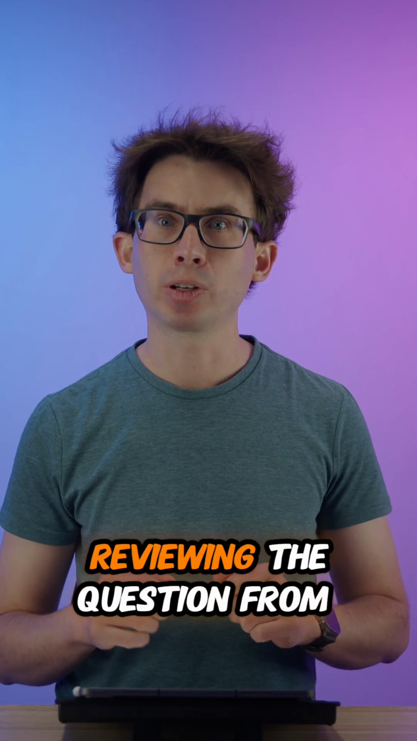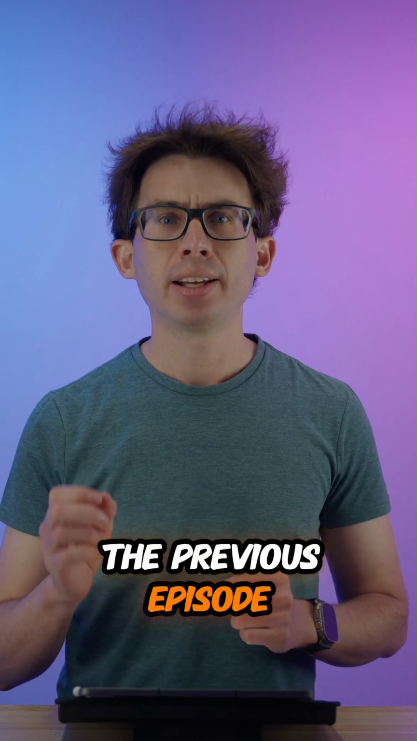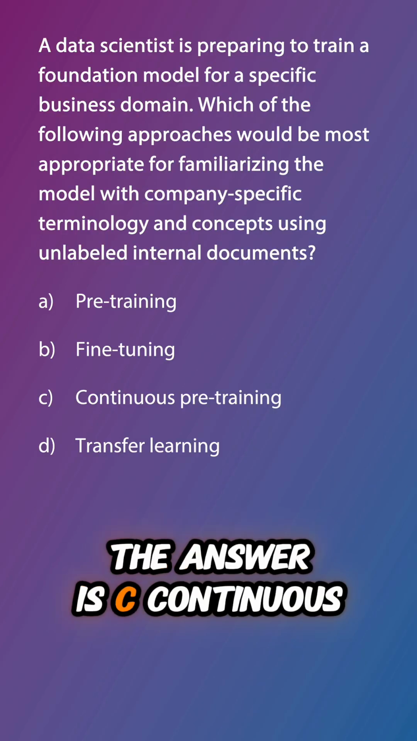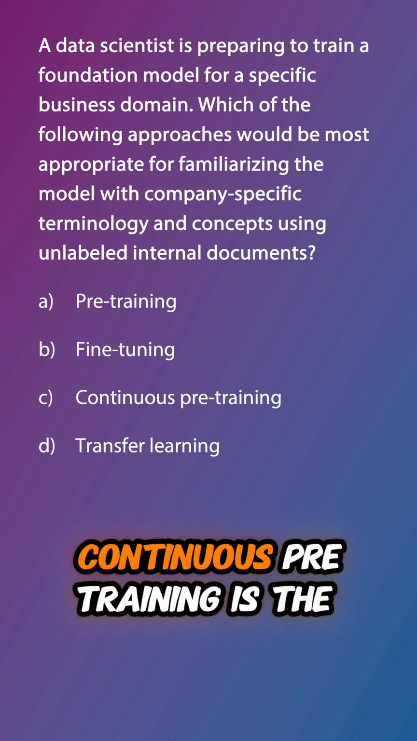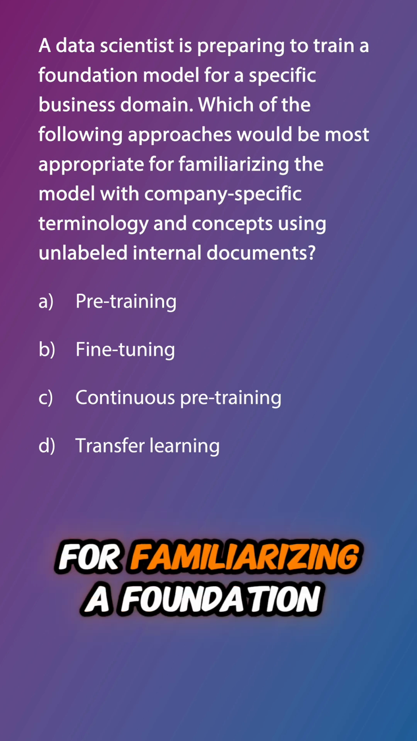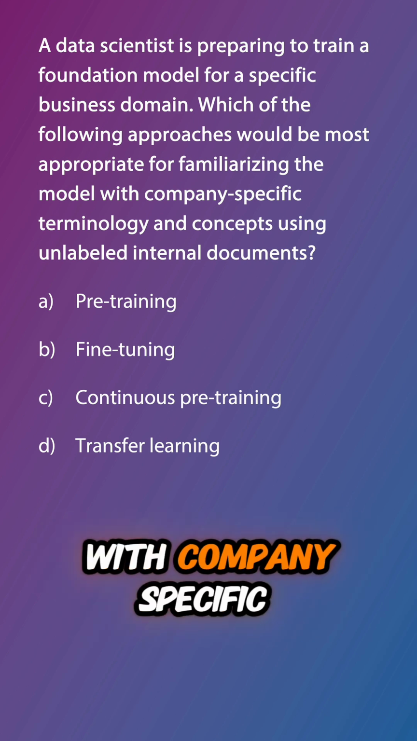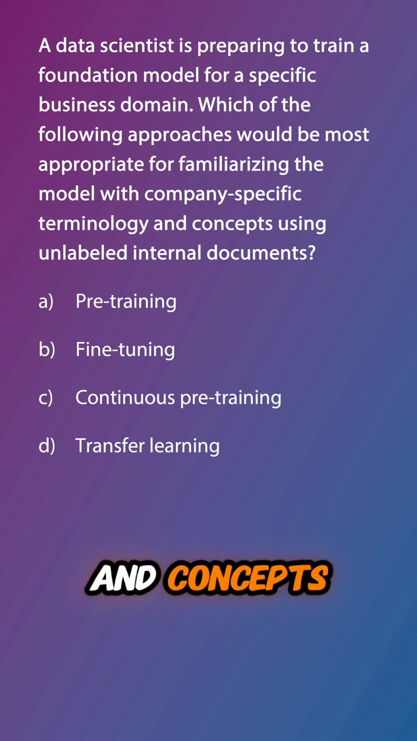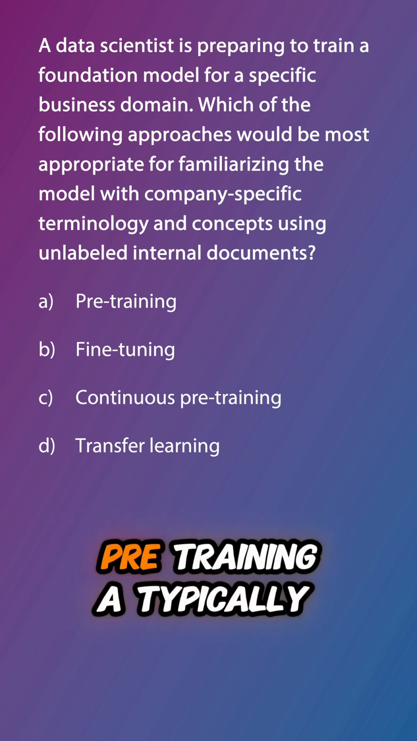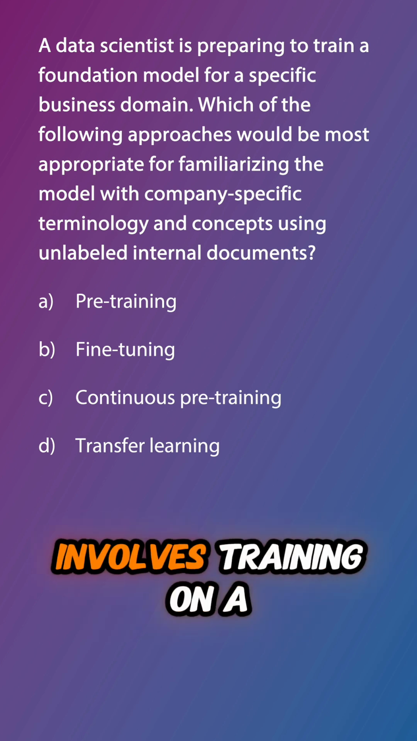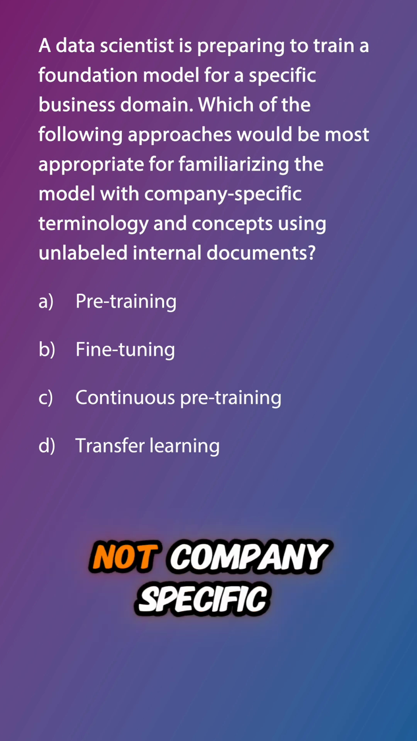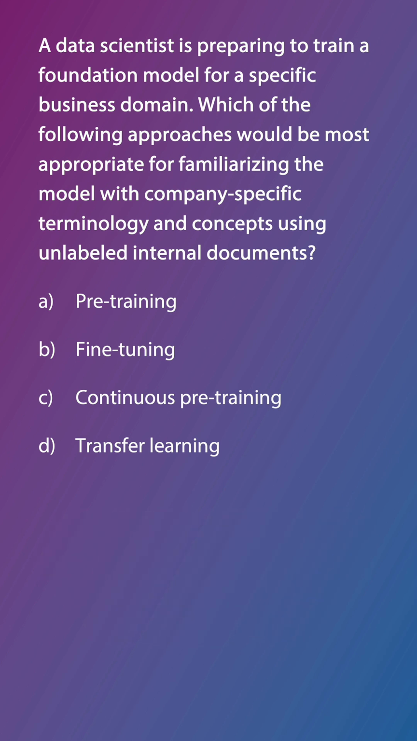Let's start by reviewing the question from the previous episode, asking which would best adapt the foundation model. The answer is C, continuous pre-training. Continuous pre-training is the most appropriate approach for familiarizing a foundation model with company-specific terminology and concepts using unlabeled internal documents. Pre-training, A, typically involves training on a large, diverse dataset to give the model general knowledge, not company-specific knowledge.